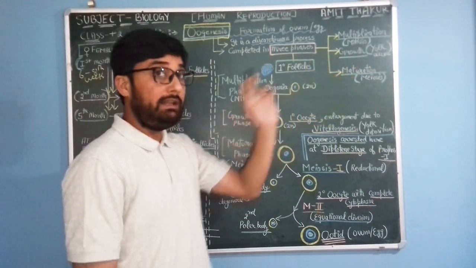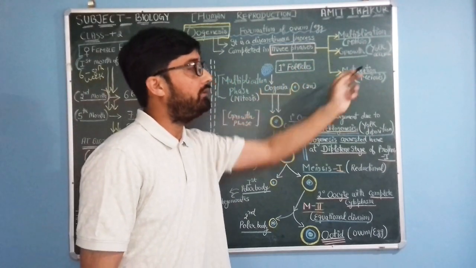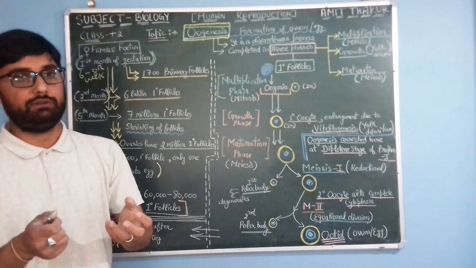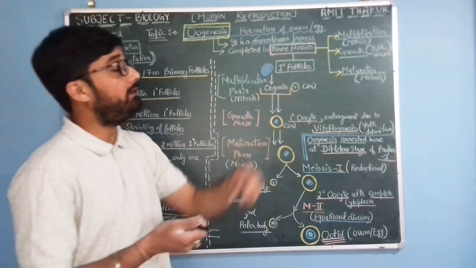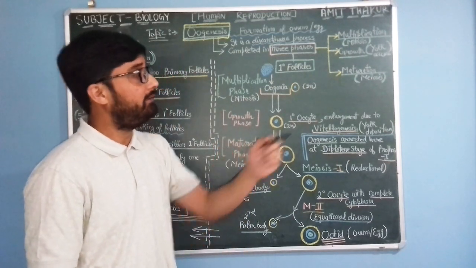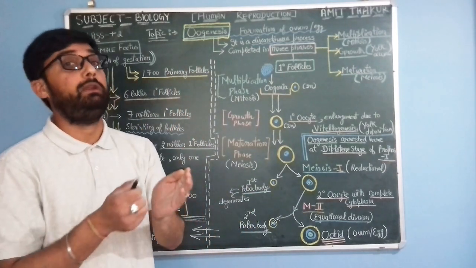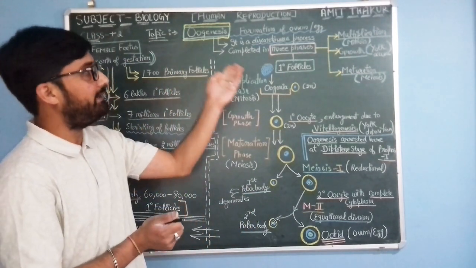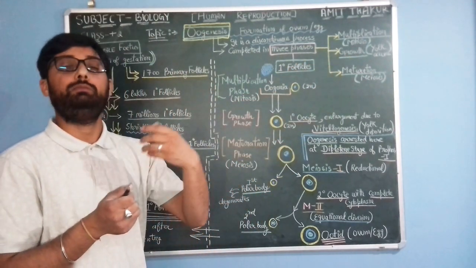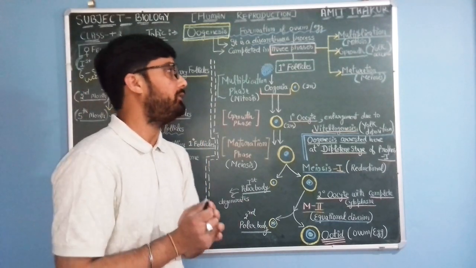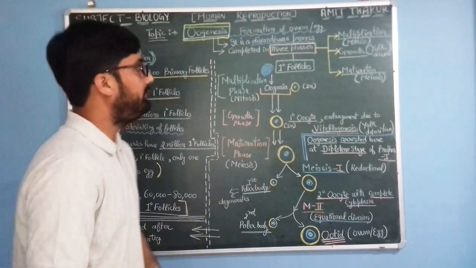Growth phase, in the case of oogenesis, is all about yolk deposition. Yolk provides nutrition to the growing embryo. In spermatogenesis, the growth phase was all about enlargement of spermatogonia. But in oogenesis, the growth phase is all about accumulation of yolk in order to provide nutrition to the growing embryo. Then the maturation phase is all about meiosis, or meiotic division.